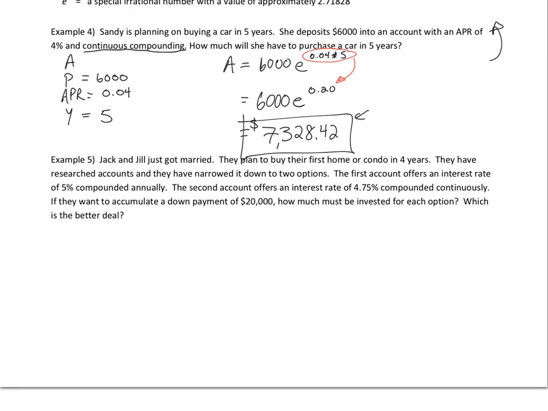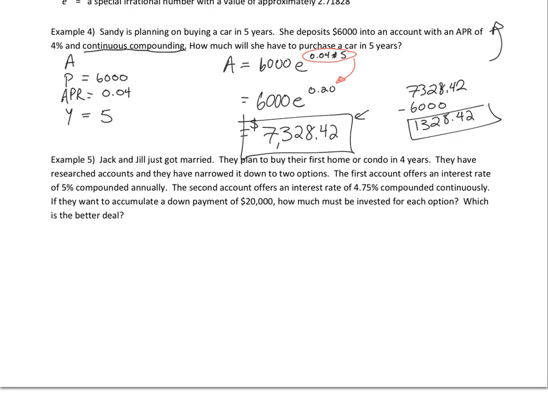Well, she ended with this amount, 7,328.42. She started with 6,000, so that means she earned $1,328.42 in 5 years. Hey, that's pretty good. That's like $250 a year, a little more, maybe $260 a year. That's pretty good. For nothing, she just let her money sit in the bank.